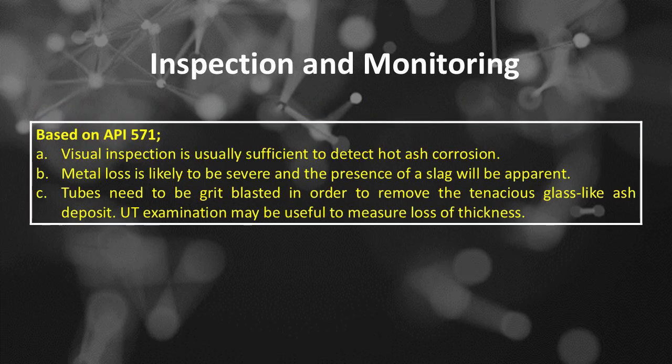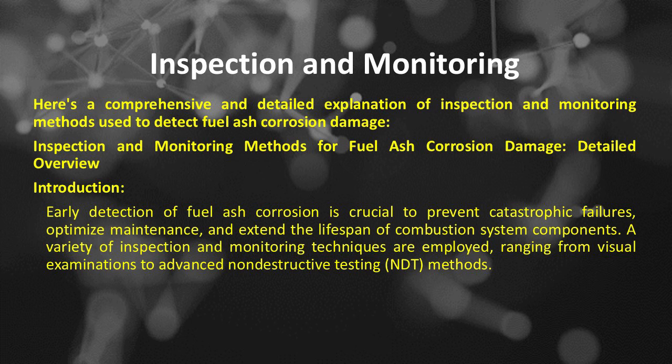Fuel ash corrosion damage inspection and monitoring based on API 571. Number A, visual inspection is usually sufficient to detect hot ash corrosion. Number B, metal loss is likely to be severe and the presence of a slag will be apparent. Number C, tubes need to be grit blasted in order to remove the tenacious glass-like ash deposit. UT examination may be useful to measure loss of thickness. Here's a comprehensive and detailed explanation of inspection and monitoring methods used to detect fuel ash corrosion damage.